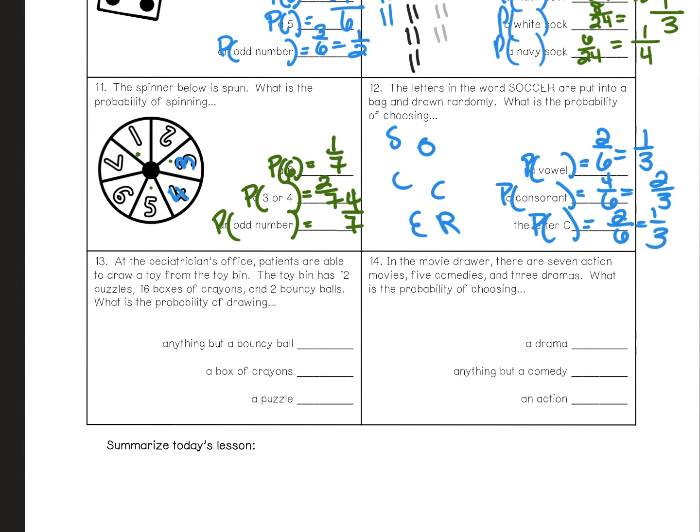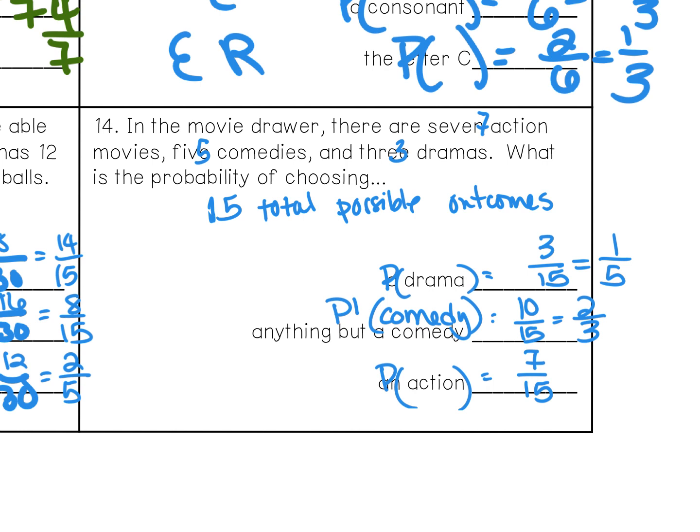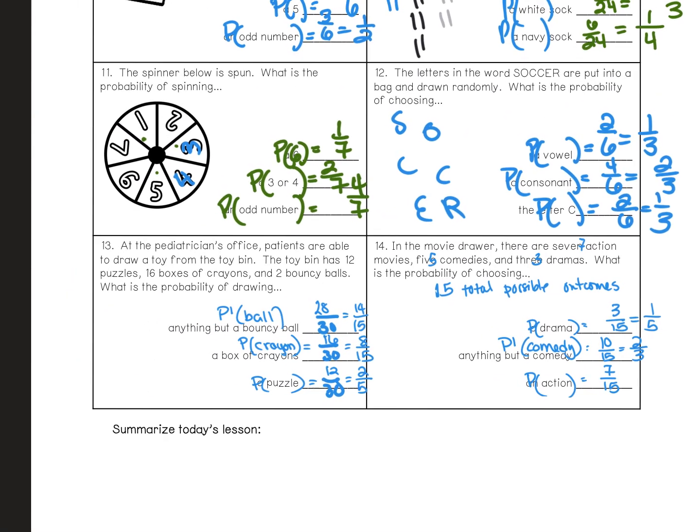On number 12, with the soccer, the word, if it's not a vowel, it's a consonant. You can see we're just as likely to draw a vowel as we are to draw a C, because there's 2 vowels and then there's also 2 C's, and it's the same total. On the last one, keep in mind the second one says anything but a comedy. So you're looking at all the possible outcomes that are not comedy.